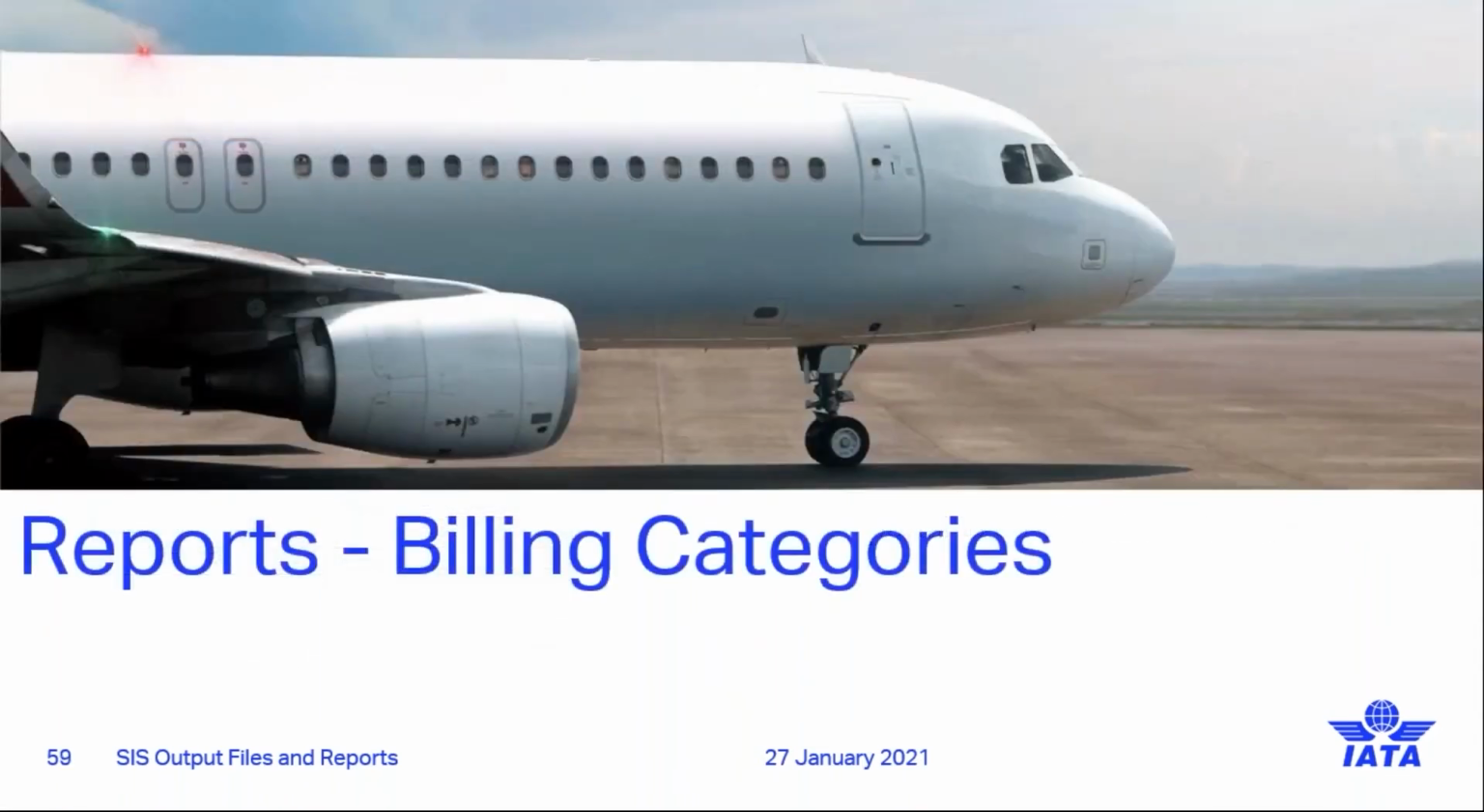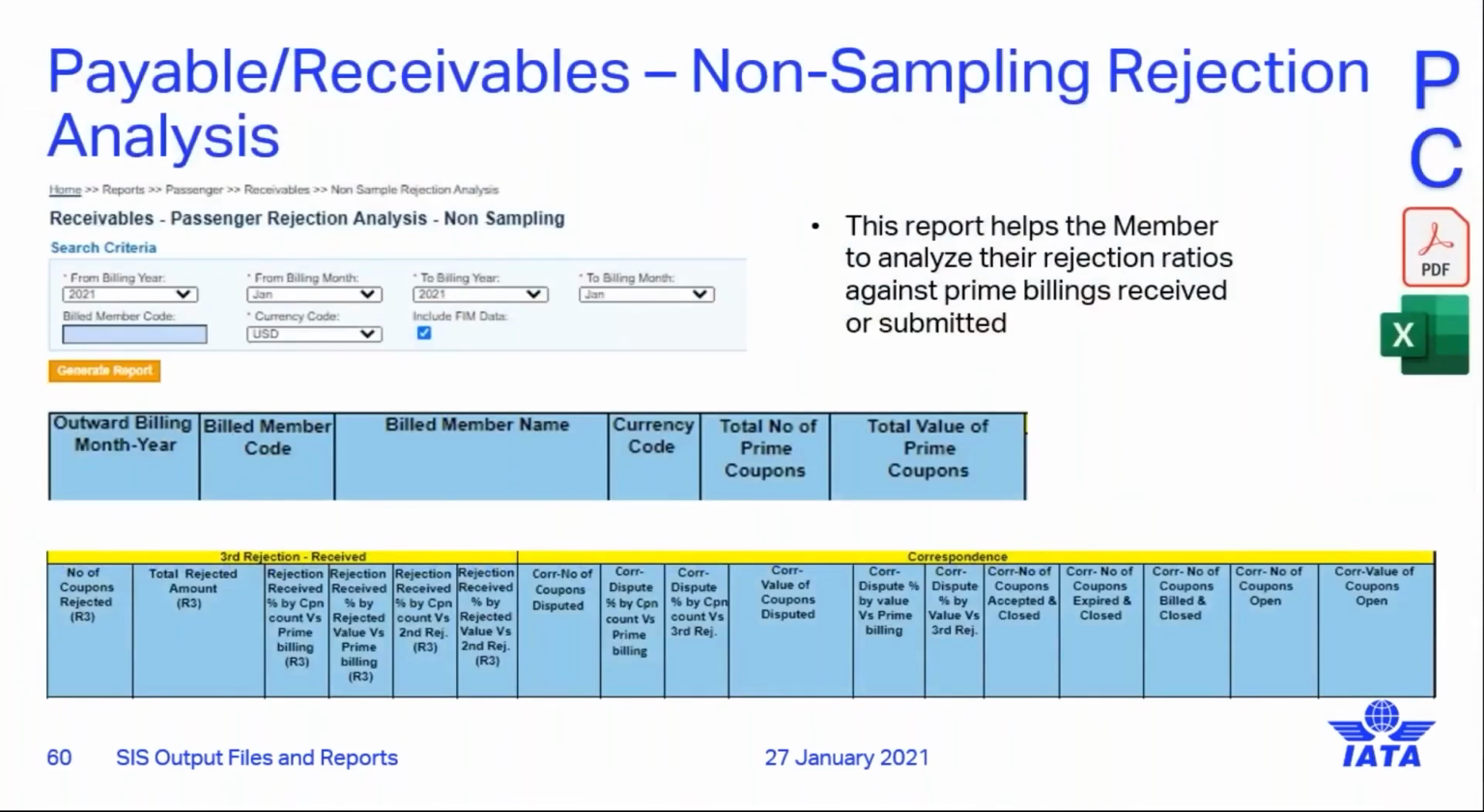As we move on to the next section of the reports, we look at reports that are specific to billing categories. To begin, we take a look at non-sampling rejection analysis. This report helps members to analyze the rejection ratios against prime billings for incoming and outgoing. This is an excellent tool to analyze rejections through different stages of billings and can be generated in a range of time to see rejections throughout time.